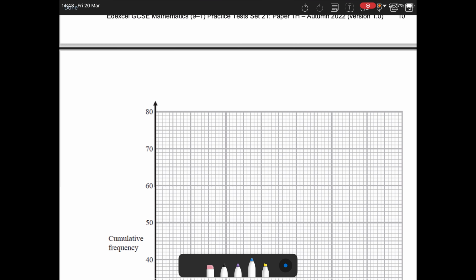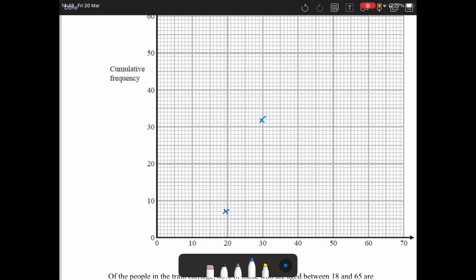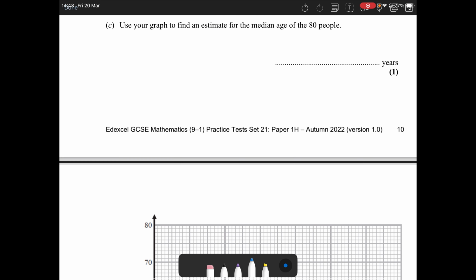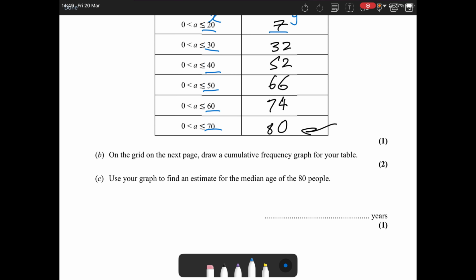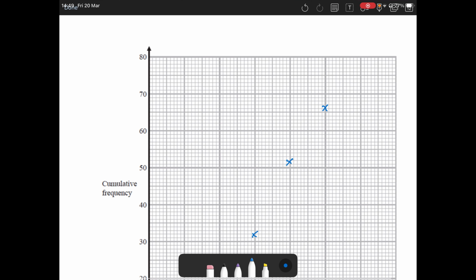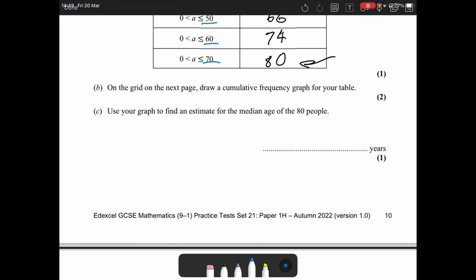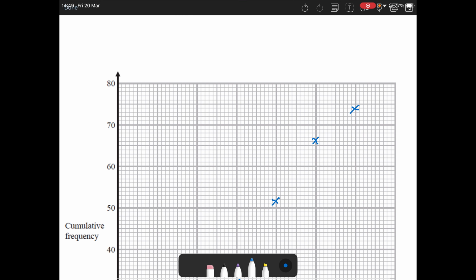Just make sure you don't make any mistakes with the scaling. 40 with 52, be accurate. Last couple now. 50, 66, which is up there. Next up, we've got 60, 74, and 80. Sorry, 70, 80. So that's all the way up here.